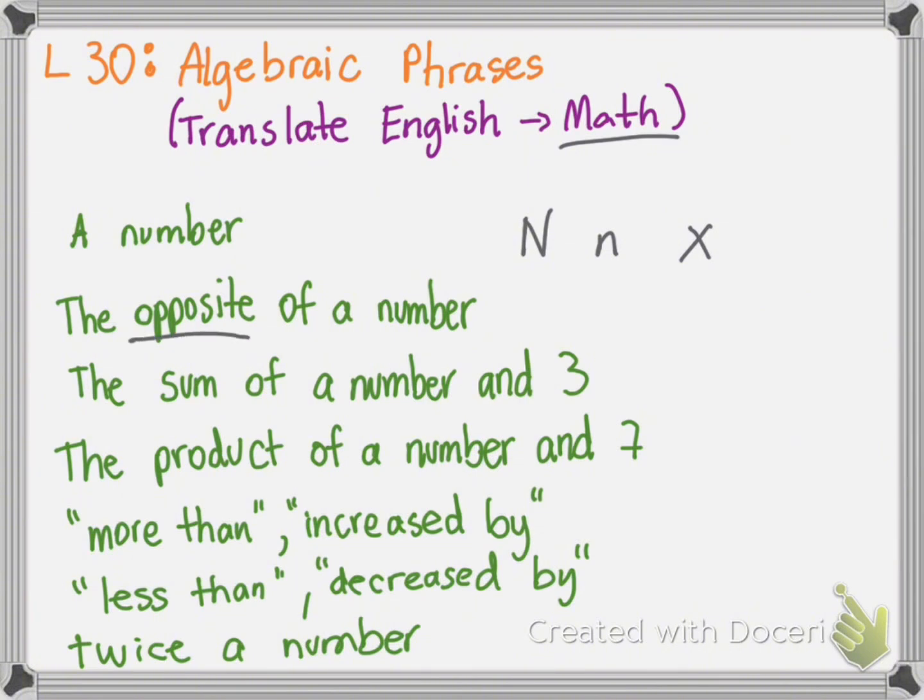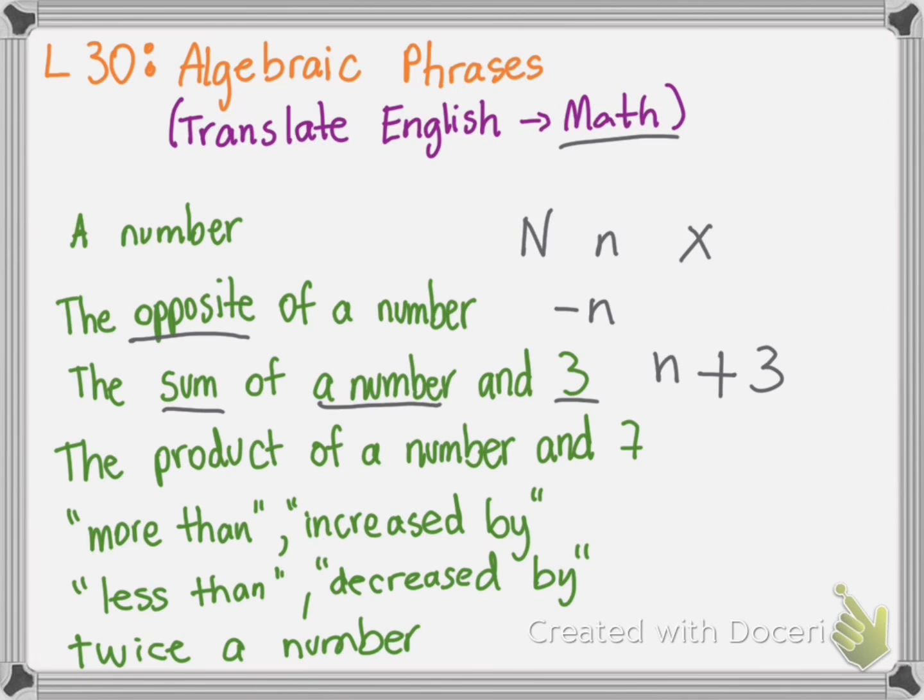Now, the opposite of a number is asking us for the opposite sign. So we don't know if the number is positive or negative, but if I put a negative in front, that changes whatever the sign of the original number is. The next one says the sum of a number and 3. So I'm going to start by writing the plus. That tells me that there is a sum, an addition. Now, what are we adding? We're adding a number and 3. So I put a number and 3. N plus 3, x plus 3, whichever way you prefer, it's okay as long as you're adding a variable and a 3.